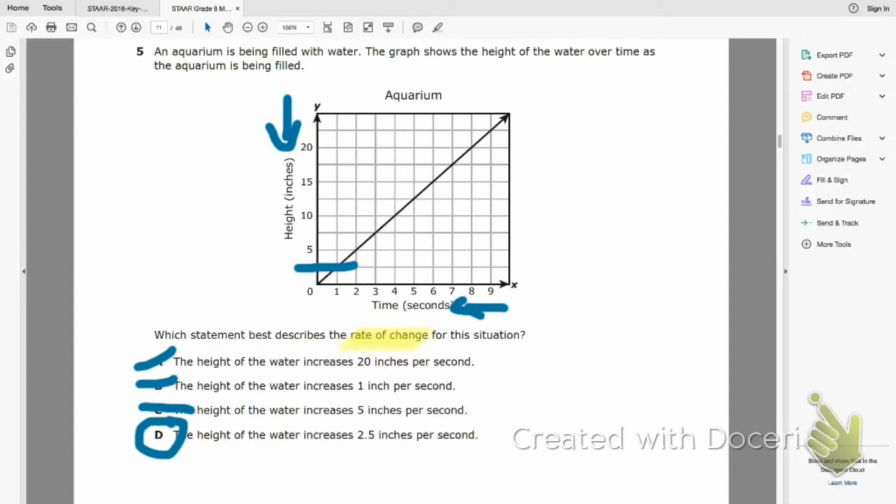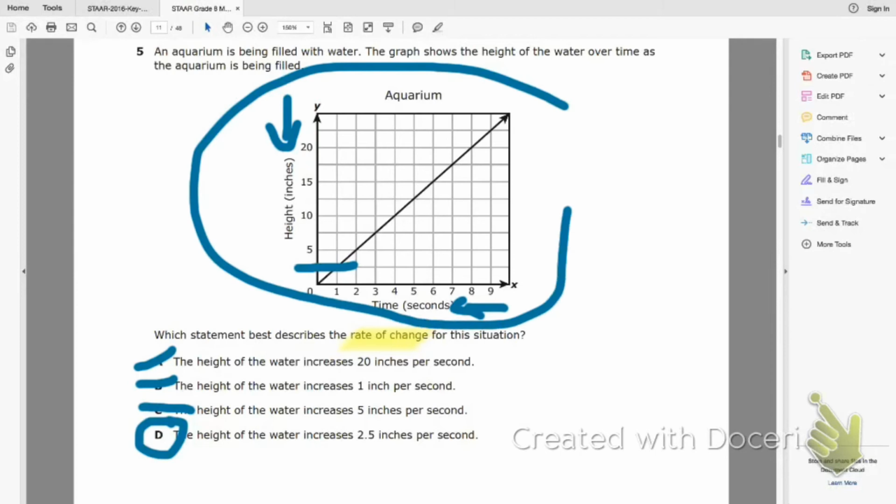So this is pretty simple. You just look at the graph, just pay attention to your graph, just read your answer choices, and it will come together very simply. Alright, thanks.